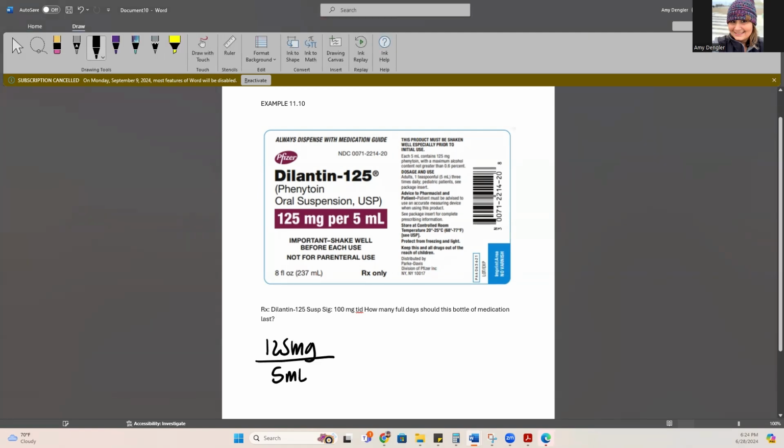Remember, it can be either side. They're equal to each other, so it doesn't matter. We'll get the right answer no matter what way we put them. And then, of course, we need our same units on top and on bottom. We're looking for how many ml, and we need to give them 100 milligrams. So over here on this side, we are trying to find out how many ml per 100 milligrams. We know that 5 ml is 125 milligrams. But we want to find out how much 100 is. So we have 125x is equal to 100 times 5.